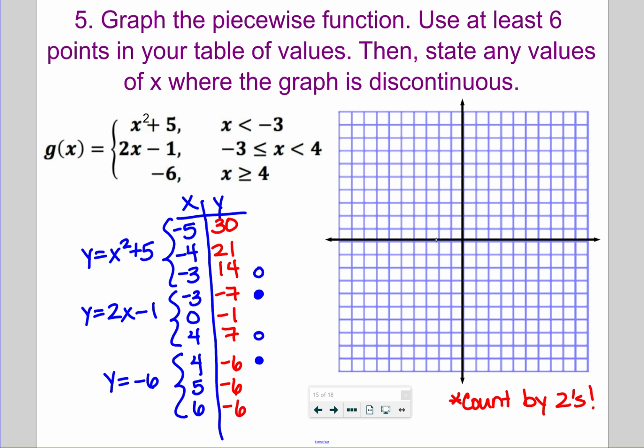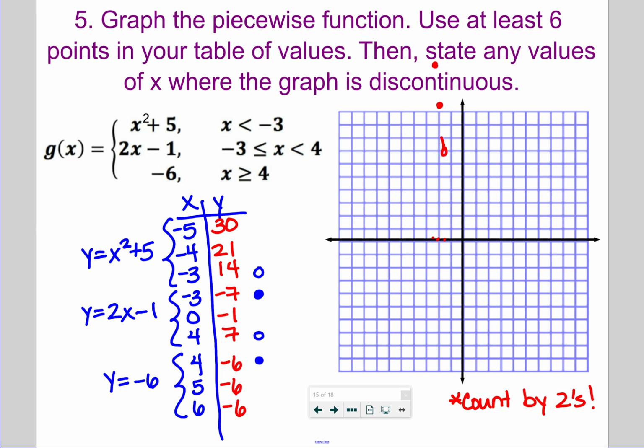So let's see, negative 5 would be here. And then I need to go up to 30, which will be pretty high. That'll be like 15 on this graph, so that one's off a little bit. Negative 4 will be here on my graph, and I want to go up to 21, so it's just going to be right above my graph. And negative 3, I'm at 14, which would be 7 units up. 1, 2, 3, 4, 5, 6, 7. That one is an open circle.